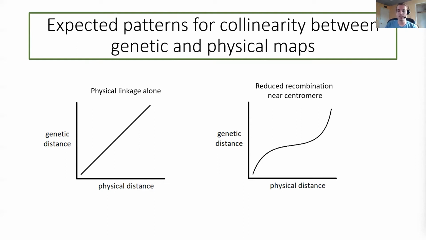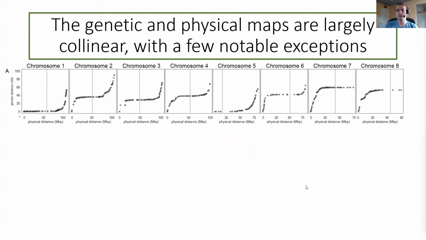A number of features can reduce recombination, such as proximity of markers to the centromere, which can skew the relationship between the genetic distance and physical distance between markers, such that genetic distance in the genetic map doesn't progress in these regions of low recombination, whereas physical distance does. And when we look for these patterns in our data, we do indeed find them.